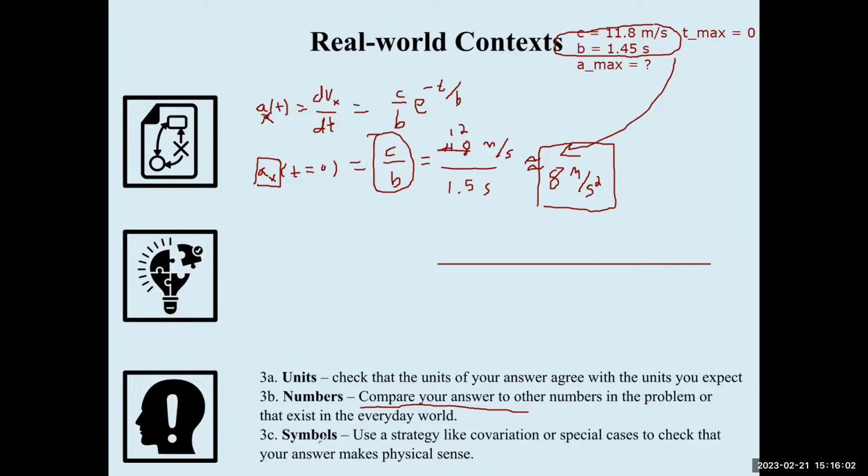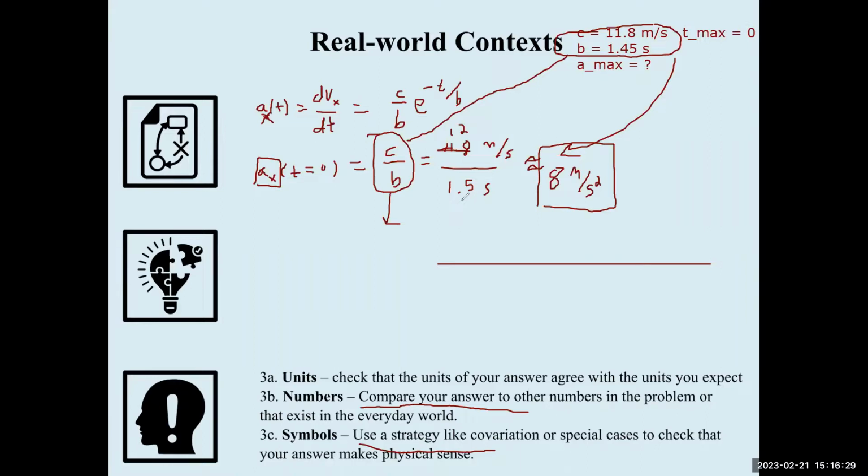Lastly, I want to use symbolic sense making to try to make sense of my symbolic answer, which is right here, that the acceleration should be c divided by b. And for that, I really have to think about what those c and b quantities were, right? Those came from my model. They were part of the equation that I used to model what's going on here. So I have to be really careful about thinking about how I'm going to make sense of this symbolically.